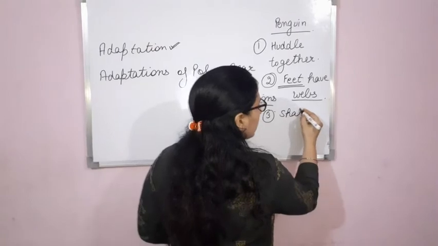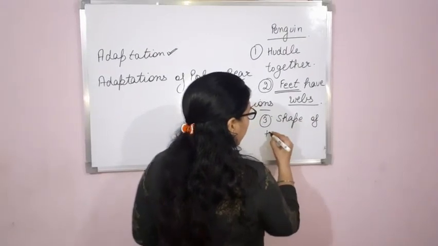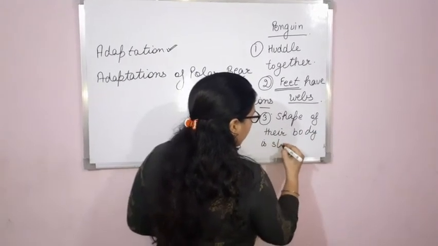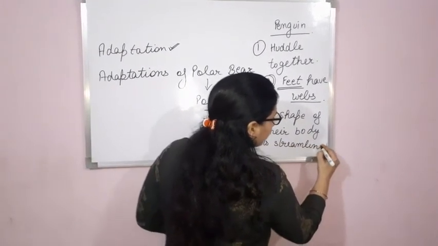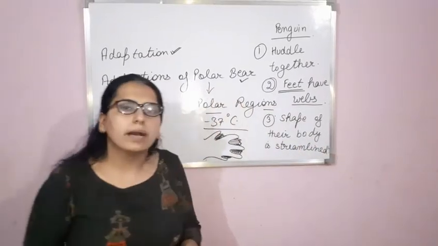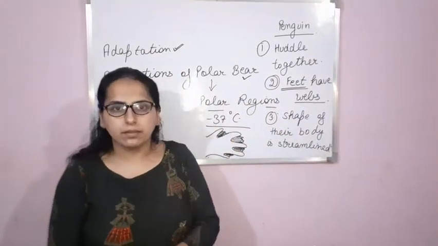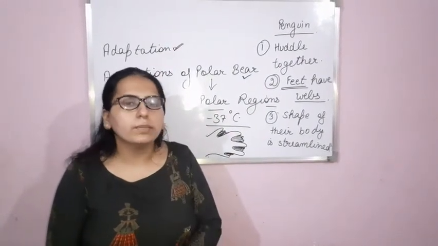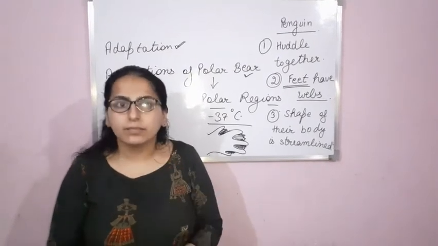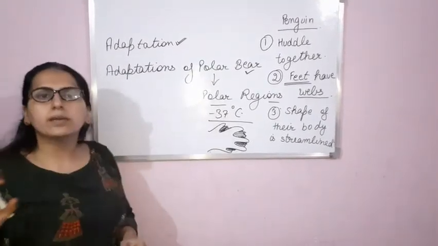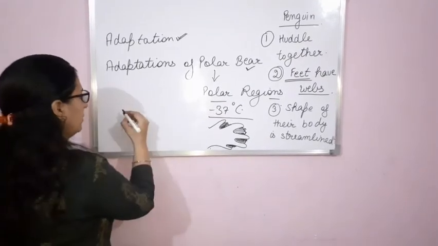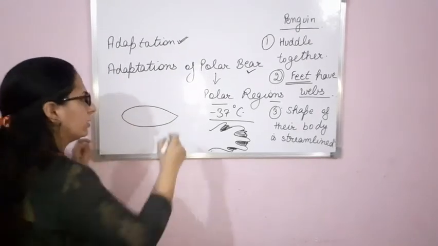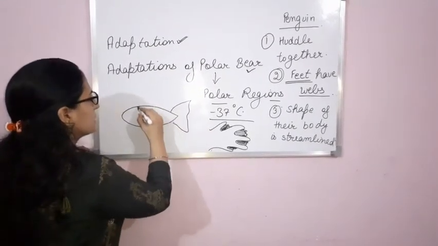Third adaptation, the shape of their body is streamlined. Clear? Now, what do you mean by streamlined shape? Recall, you had done this in class 7th. Suppose, let me give you the example of a fish. The body of a fish is like this, right? Normal body. After that we used to draw fins, right?